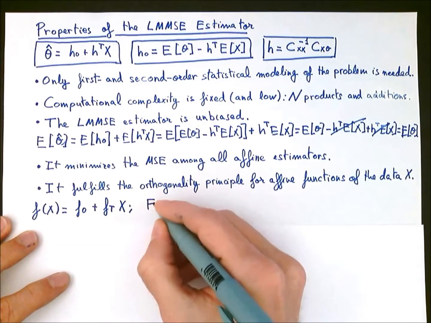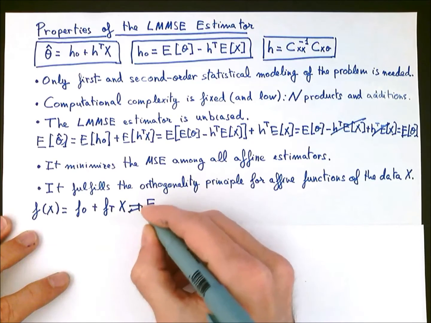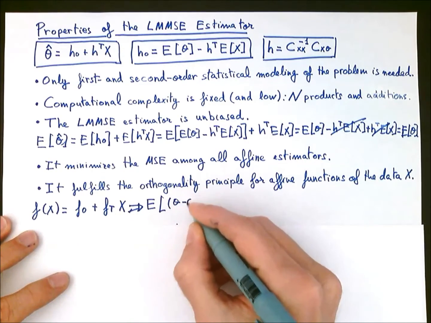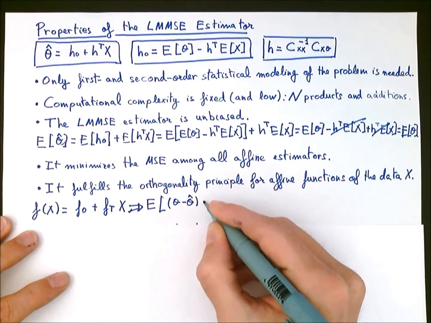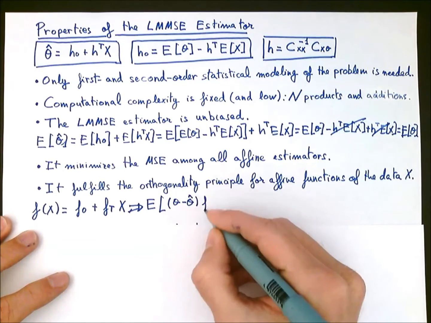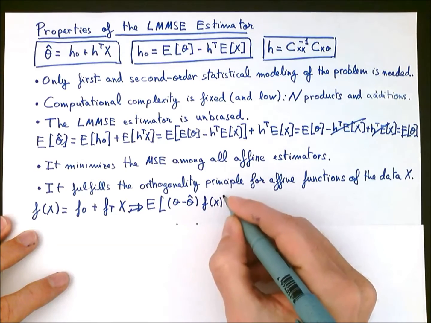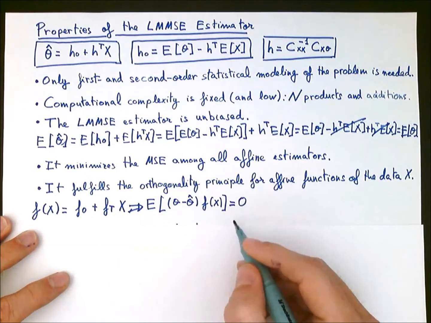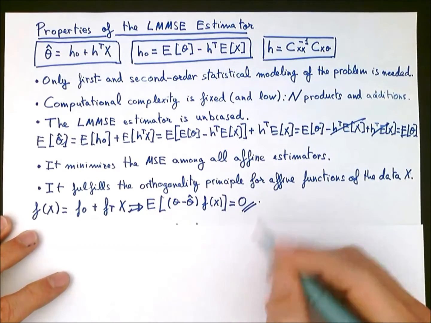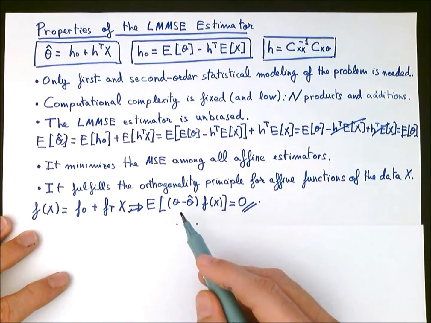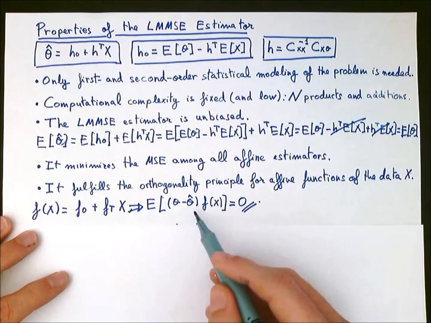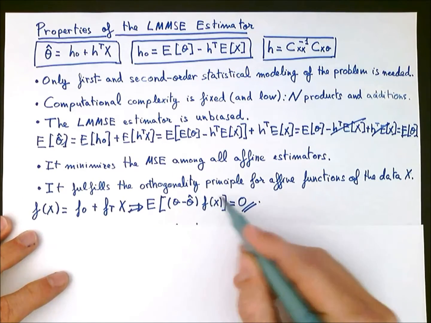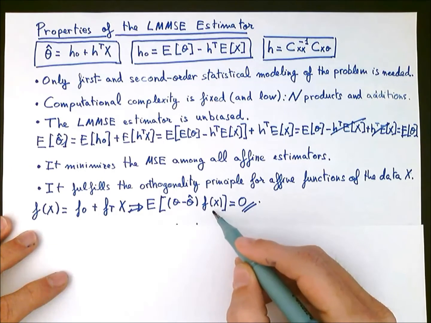The orthogonality principle for the LMMSE estimator states that the estimation error is uncorrelated with affine functions of the data. We can compare this again to the nonlinear case, the nonlinear MMSE, in which the orthogonality principle was fulfilled for any function of the data without restrictions.